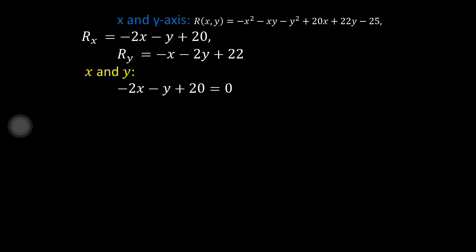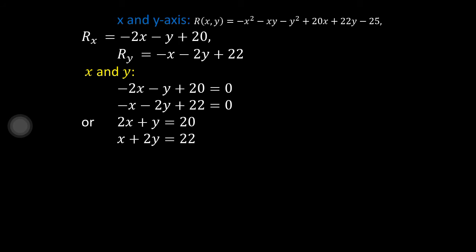Magiging negative 2x minus y plus 20 is equal to 0, and negative x minus 2y plus 22 is equal to 0. Or, simplify na natin, magiging 2x plus y is equal to 20, and x plus 2y is equal to 22. So, to check along the y-axis, we substitute x is equal to 0 into the revenue function. So, substitute natin yung 0 sa x.